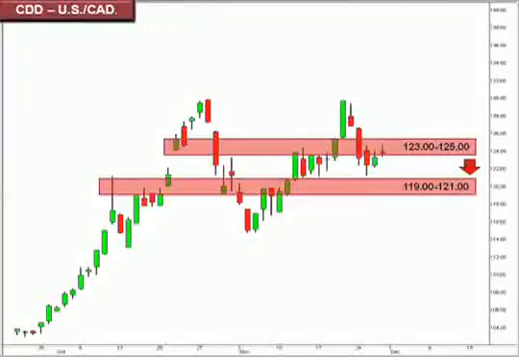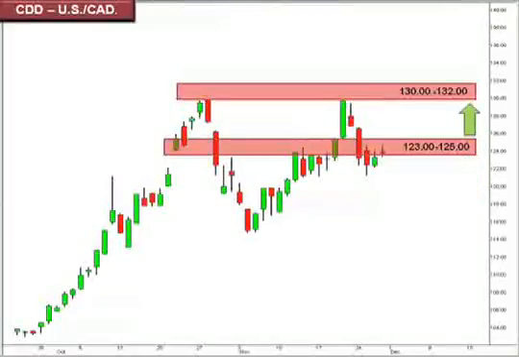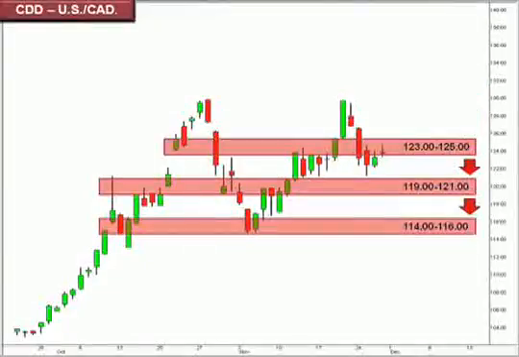Now, although Friday's close does not look promising to the U.S. dollar bulls, the 123 to 125 area does represent a natural retracement, suggesting that support here could yield a third test of that 130 to 132 resistance level. A move lower brings that 119 to 121 focal zone back into play with a pivotal support down between the 114 to 116.